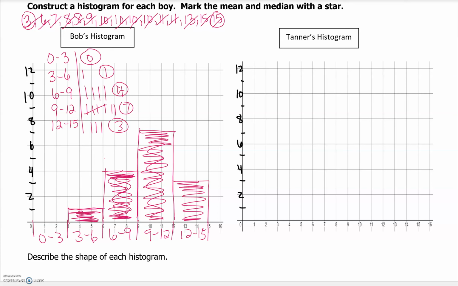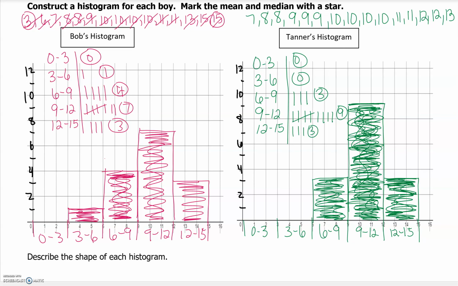Go ahead and pause the video for a moment and see if you can, using that same scale on the left of 0 through 12, construct Tanner's histogram. You may have to make adjustments on your paper for that scale. Rewriting Tanner's points per game in order from least to greatest at the top helps so you don't have to keep flipping back and forth. I'll pause the video here and come back and we'll check your work.